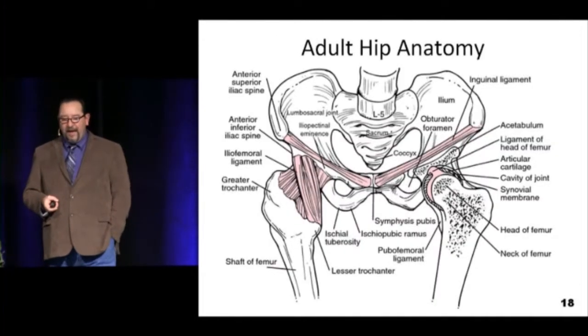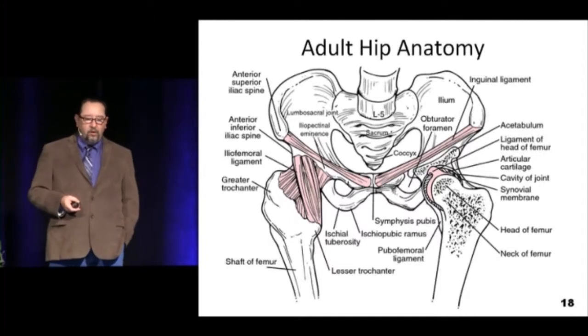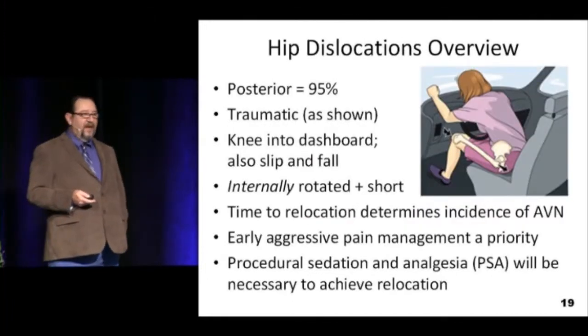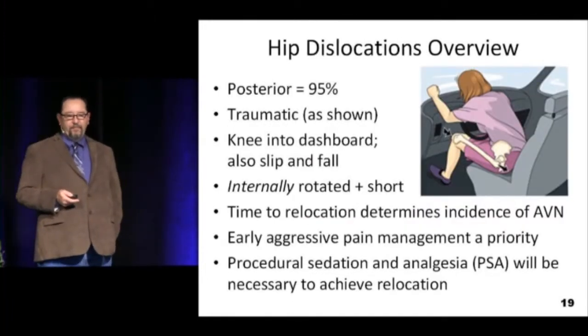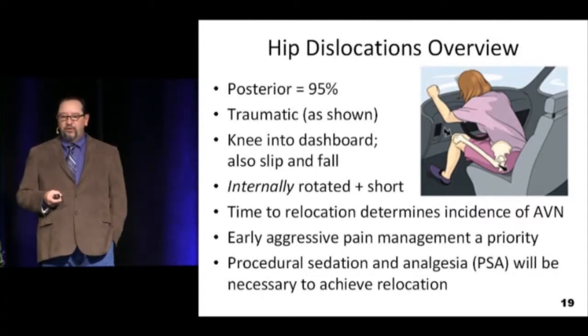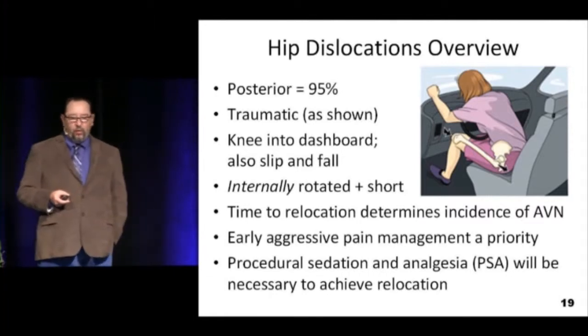All right, adult hip anatomy. Sockets deeper, joint capsules stronger, tremendous weight being borne across it. This is a weight-bearing structure. It takes a lot of force to dislocate a hip. This is the most common mechanism, which is a kneecap into the dashboard, driving it out posteriorly. It'll be internally rotated and shortened.